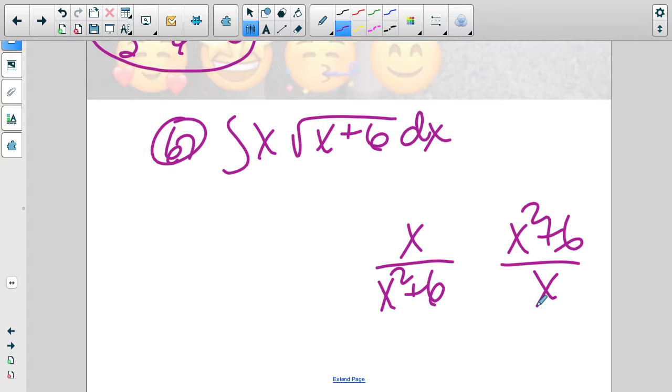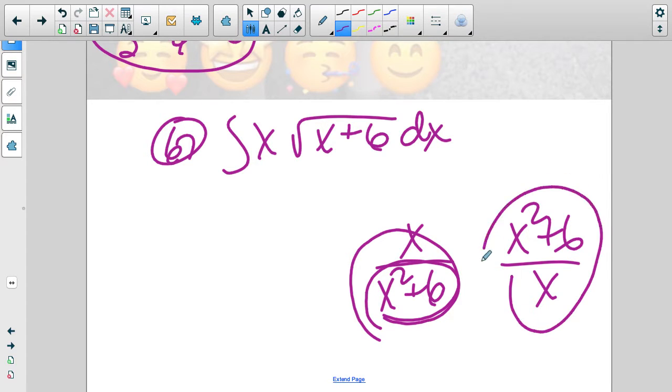On this one, I would use u substitution. Because if I let u be x squared plus 6, du is 2x dx, I can see I'm going to have the components. On this one, I'm just going to divide it down and make that x plus 6 over x. I would do something completely different even though they look a lot alike.